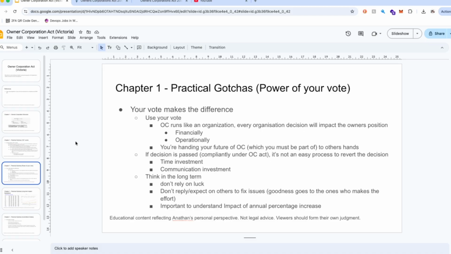The next practical gotcha is the power of your vote. Keep in mind your vote makes a difference. The short answer is use your vote. An OC runs like an organization. Every organization decision, or in this case, every OC decision, will impact the owner's position, financially and operationally.